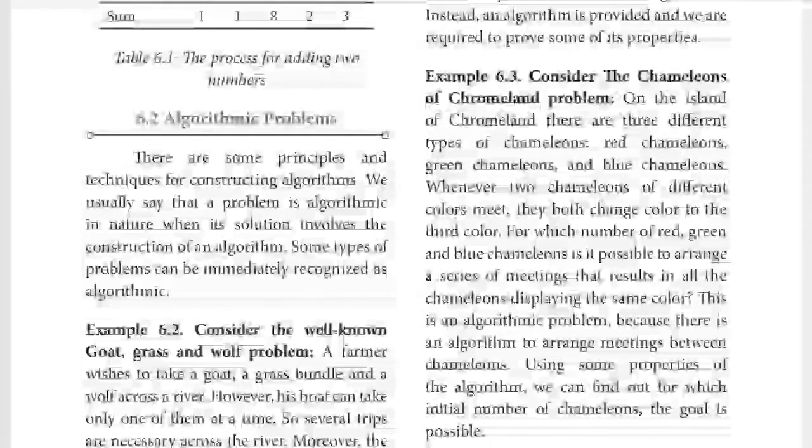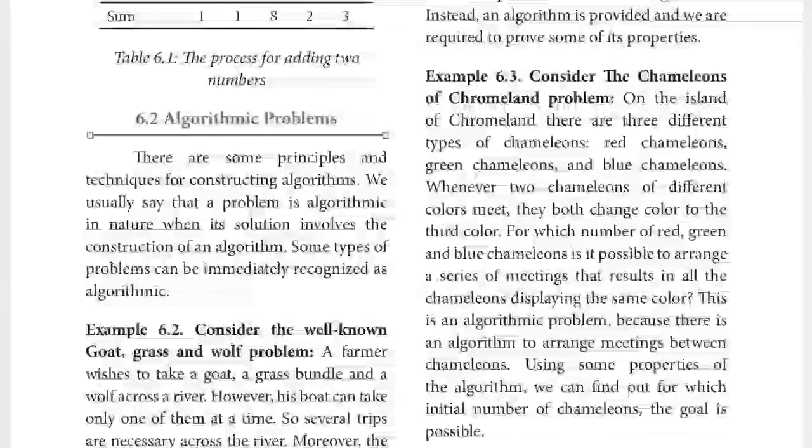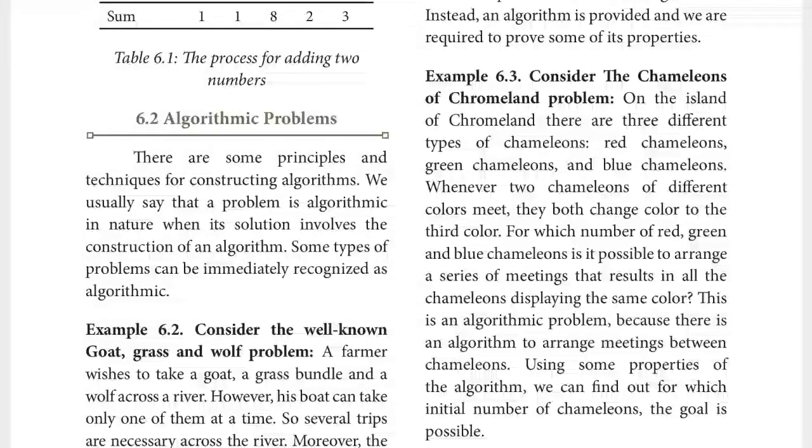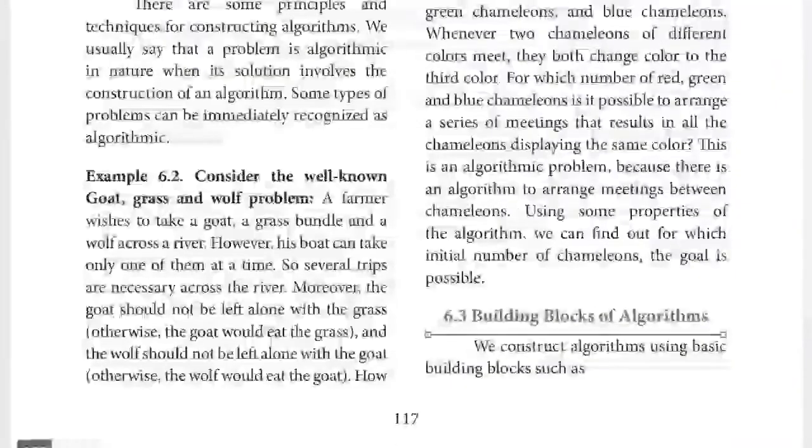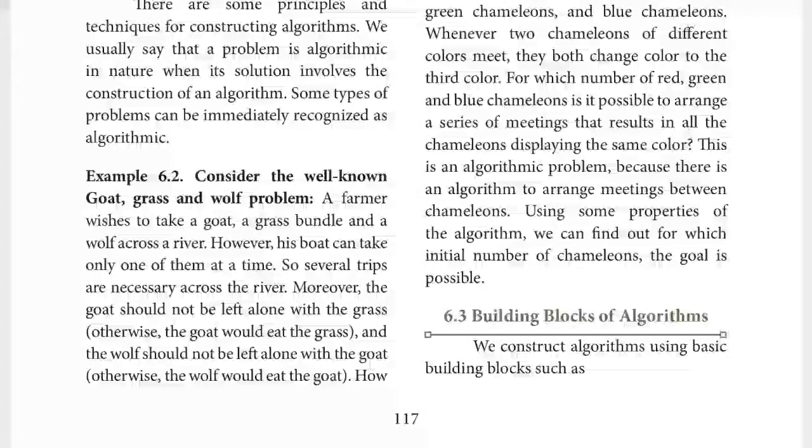So, algorithmic problems. There are some principles and techniques for constructing an algorithm. We usually say that a problem is algorithmic in nature when its solution involves the construction of an algorithm. Some types of problems can be immediately recognized as algorithmic. So here you can see a famous brain twister problem.